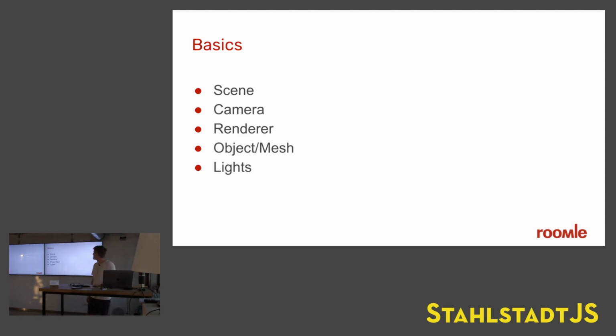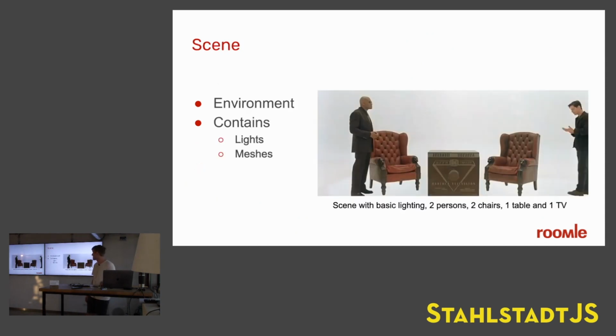What we have in the 3D world is a scene, a camera, a renderer, some objects and meshes, and lights. Those are the parts we need. So let's start with the scene. A scene is basically the environment. For example, this room, and then you put objects in it and also lights, because otherwise it would be just dark. And as you can see here, it's a best example for a basic scene. Just two persons, two chairs, one table, and a TV.